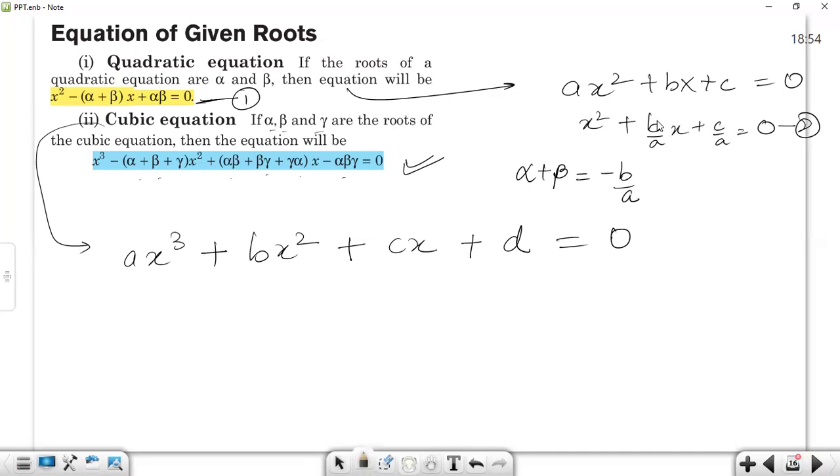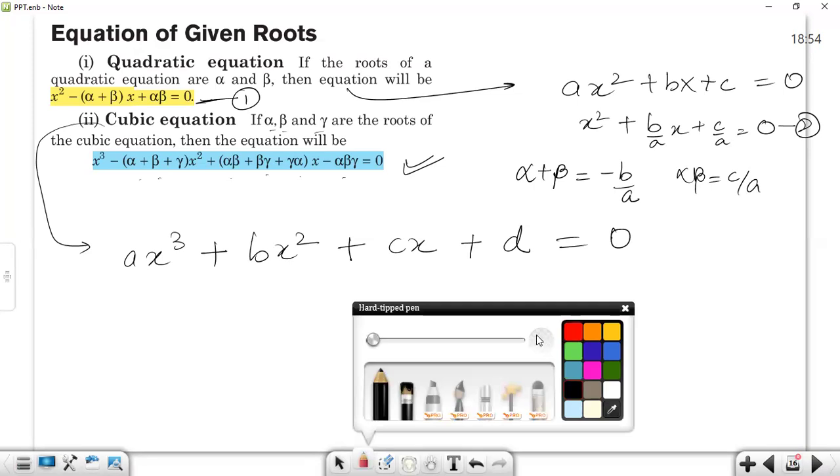And if we compare the constant with constant here, alpha beta equals c by a, correct? Yes. Yeah, let's do it for the cubic equation now.